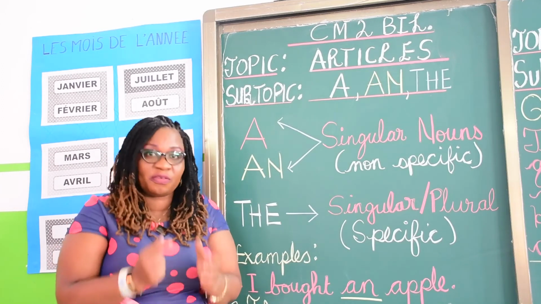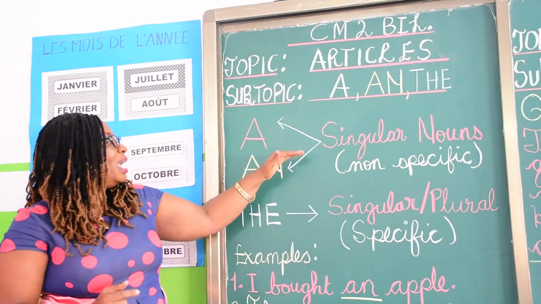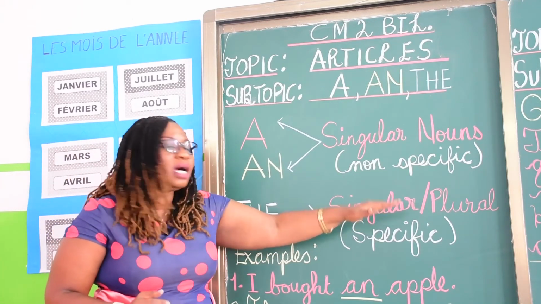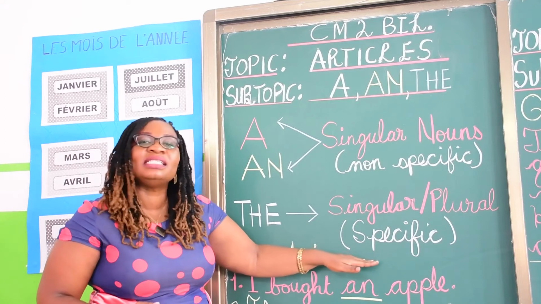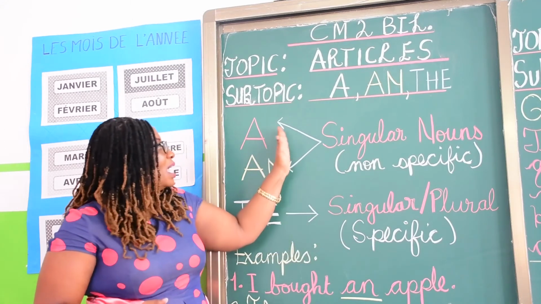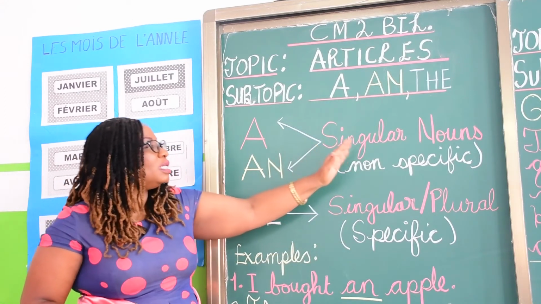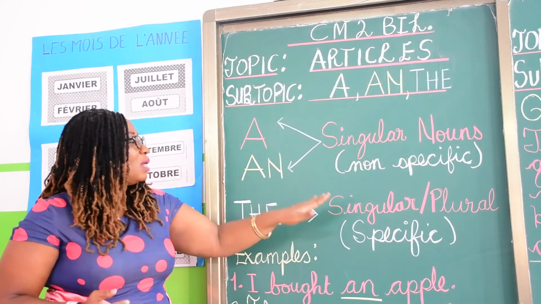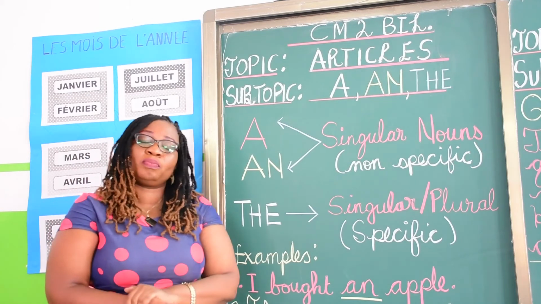The is specific. The difference between a and an, and the, is that the is used for singular or plural, and it is specific. Whereas a and an are used for singular nouns only, and they are not specific. Now, when I say singular or plural, let me give you an example.